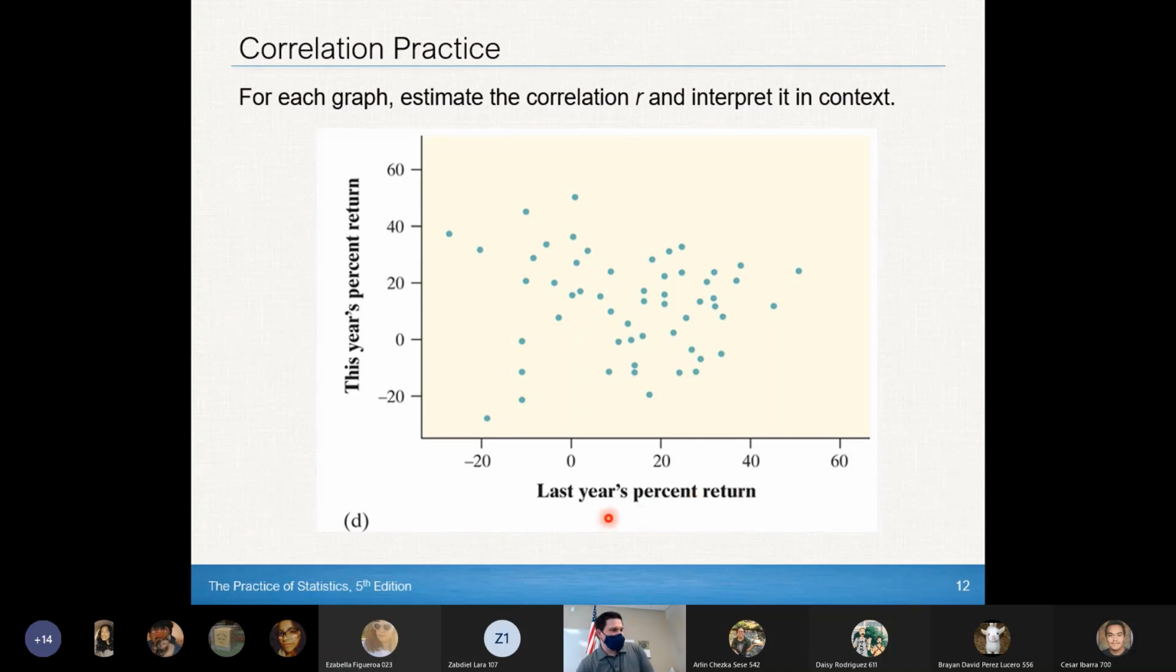And again, we have last year's percent return versus this year's percent return. If anything, this might have a slight negative R, maybe negative 0.1. But again, they're very spread out. It's a weak association.